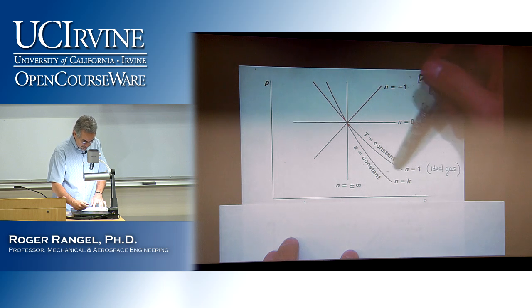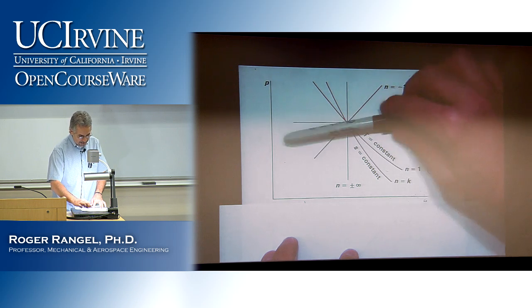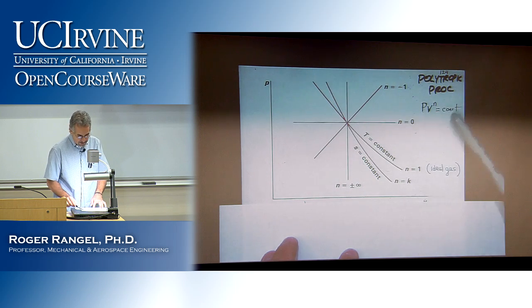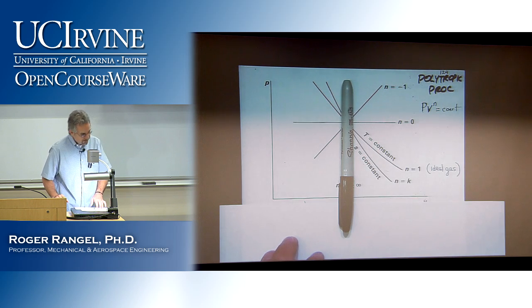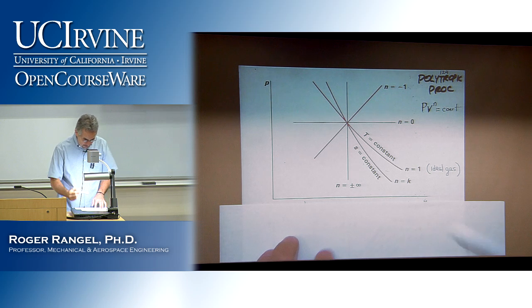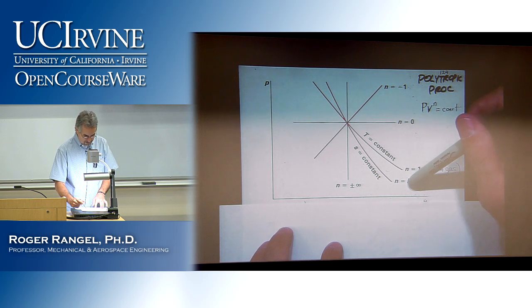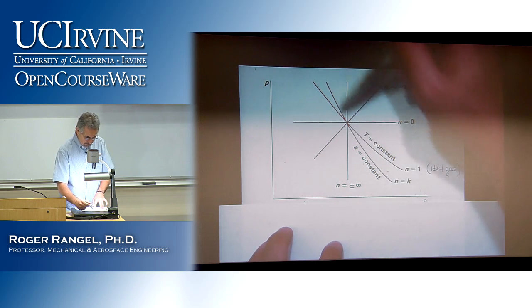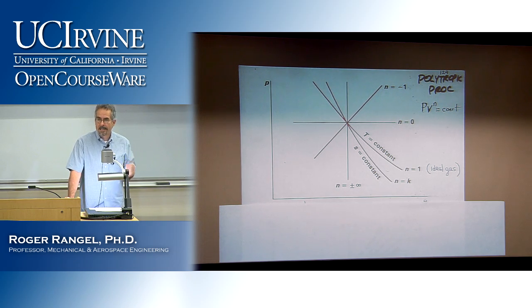So there is that one, isothermal, T equals constant. The other two very common ones are N equals 0 and N equals infinity. Right? N equals 0 gives you P equals constant, so that's isobaric. N equals infinity gives you V equals constant, so it becomes isometric. And here is our isentropic process, when N is equal to K. That's this one. That's the isentropic one.